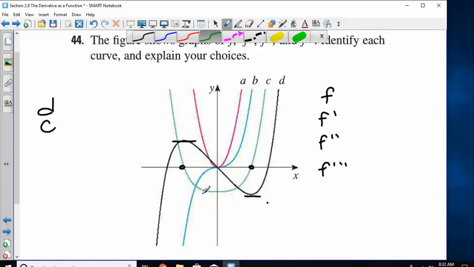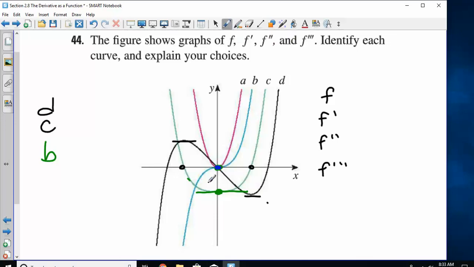So C only has one tangent line right here. So the derivative can only hit 0 one time. So it's either A or B. Here the function was decreasing, so the derivative needs to be negative. Then increasing, so derivative positive. So which one would that be? B. All right, let's look at B.